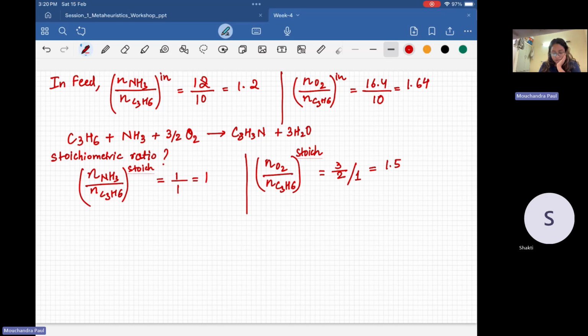Now, if you compare the ratios that we got first, if you look at this ratio first and this one, what you see is that in the feed the number of moles of ammonia is higher than required, right? So what can you conclude from this ratio and the stoichiometric ratio? Which reactant is in excess?